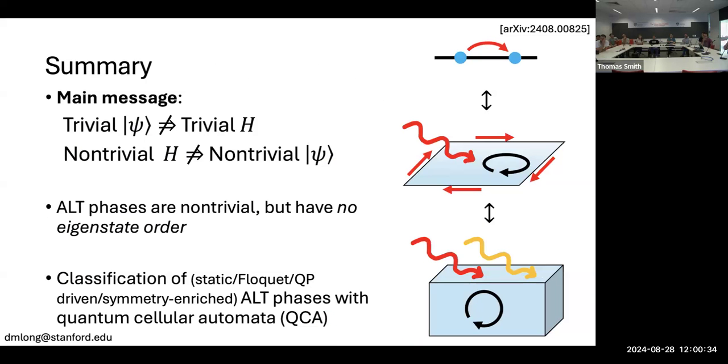Okay, so that takes me to the end of the talk. The main message again was that there are these alt phases, potentially related to classifications of stabilizer codes, which have trivial eigenstates, but which themselves are non-trivial in the sense that they can't be deformed to an atomic insulator. And more than that, we managed to do the full classification, including for driven systems. And I didn't talk about symmetry, but we can do that too. Thank you.